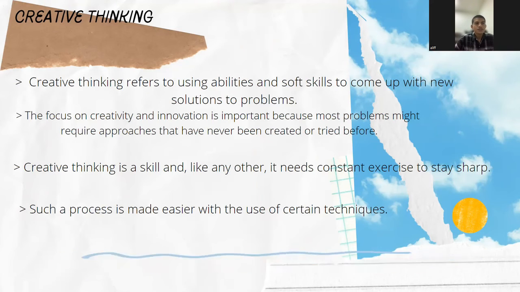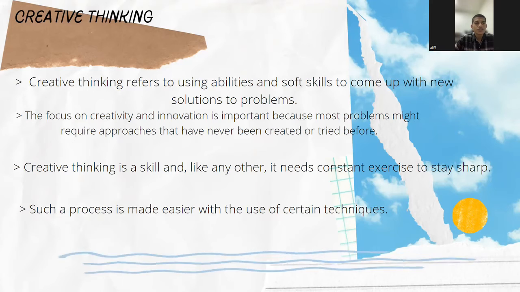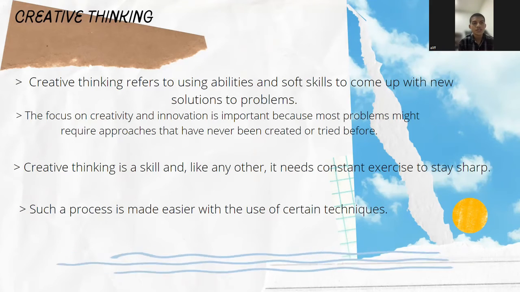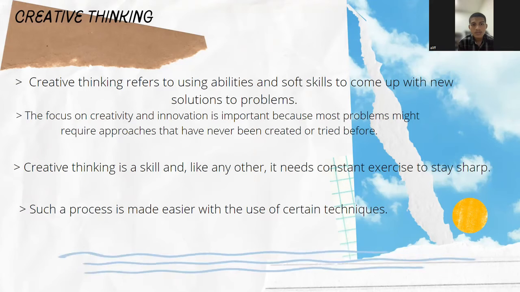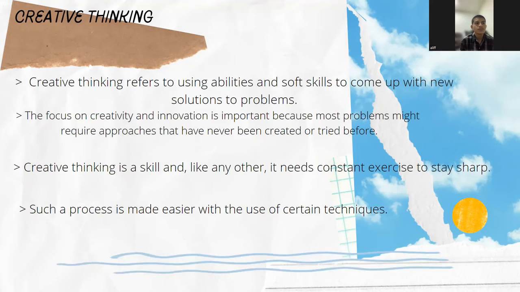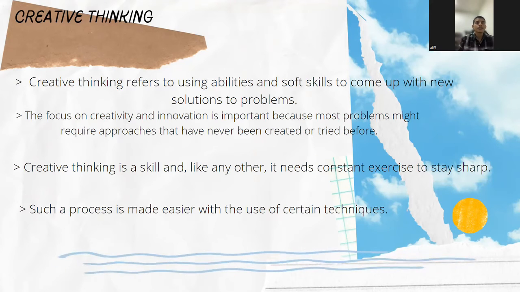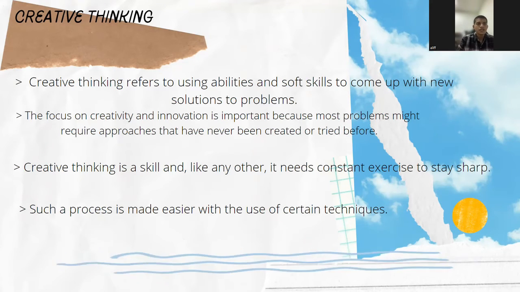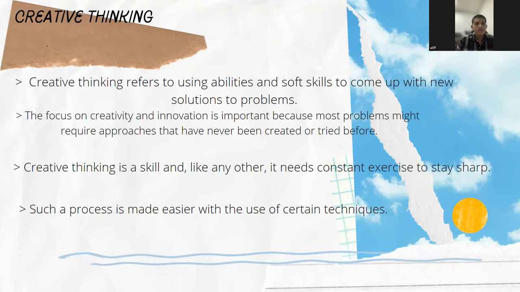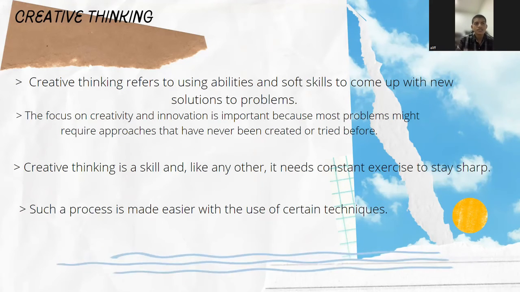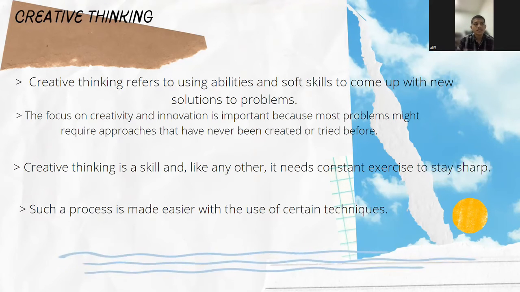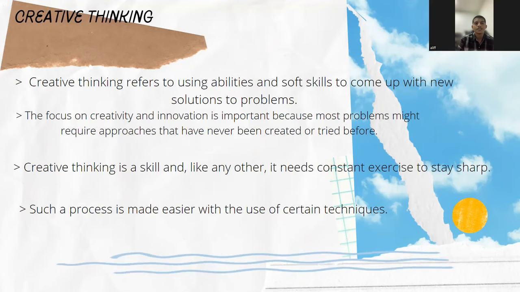Creative thinking refers to using abilities and soft skills to come up with new solutions to problems. The focus on creativity and innovation is important because most problems might require approaches that have never been created or tried before. Creative thinking is a skill, and like any other, it needs constant exercise to stay sharp. Such a process is made easier with the use of certain techniques.